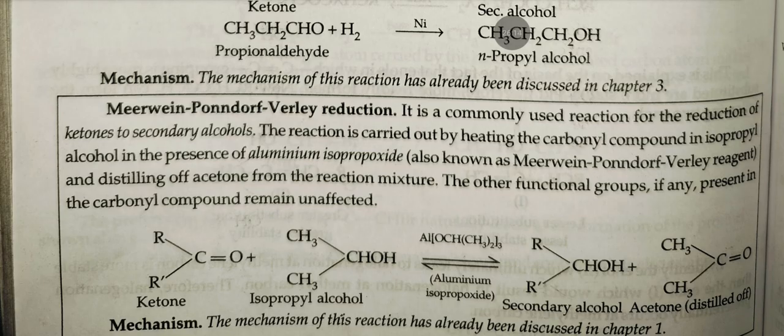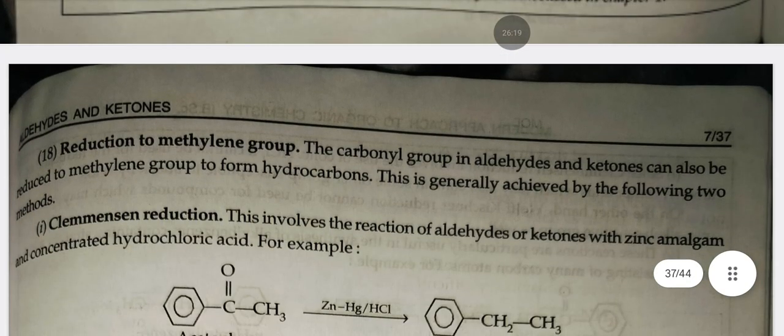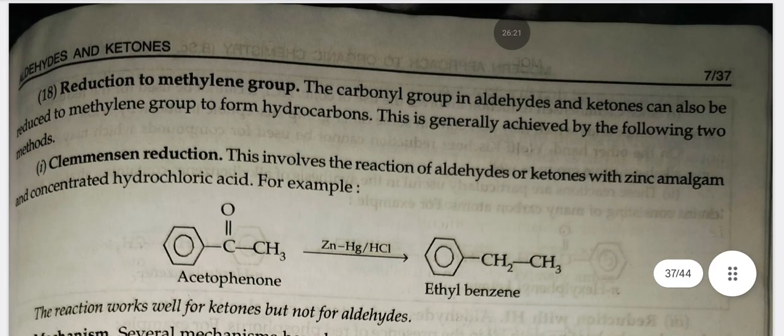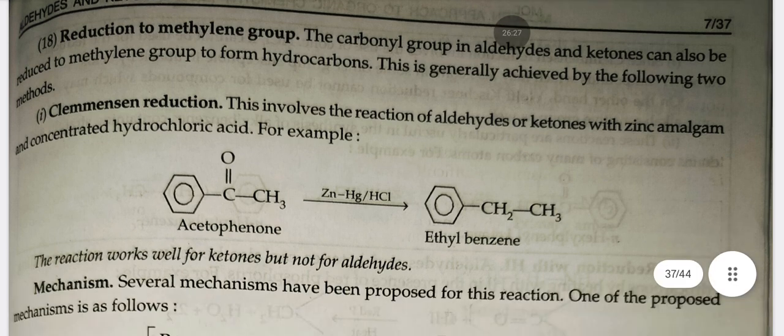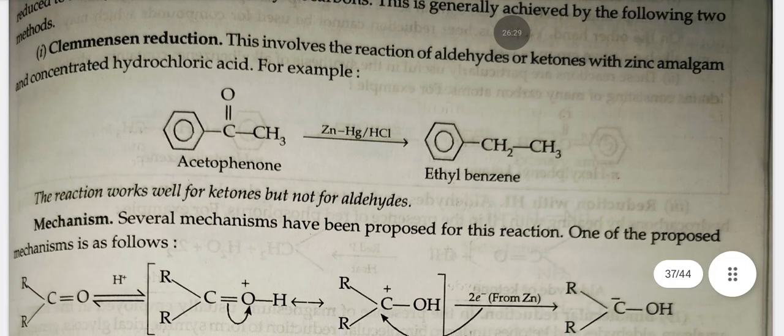Meerwein-Ponndorf-Verley reduction is a commonly used reaction for the reduction of ketones to secondary alcohols. Reduction to methylene group. The carbonyl group in aldehydes and ketones can also be reduced to a methylene group to form hydrocarbons. This is generally achieved by Clemmensen reduction. This involves the reaction of aldehydes or ketones with zinc amalgam and concentrated hydrochloric acid.